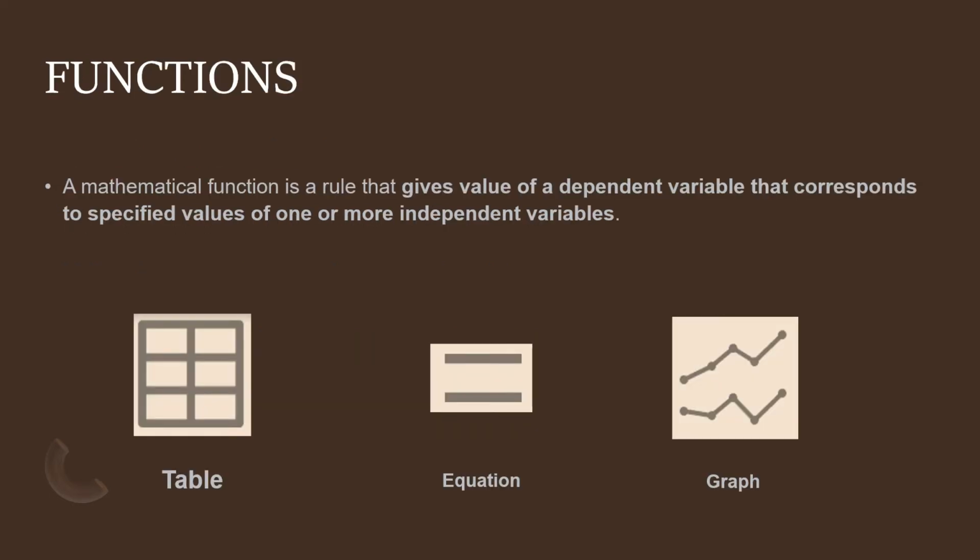To begin with functions, here's a simple definition of a function. A mathematical function is a rule that gives the value of a dependent variable that corresponds to specified values of one or more independent variables. We can represent functions in different ways. We can represent functions as a table, using equations, or using a graph. This is very important because very often in real life we don't have the function defined. So we use the output that we have from measurements or ordered data to define a function to model a real life situation.